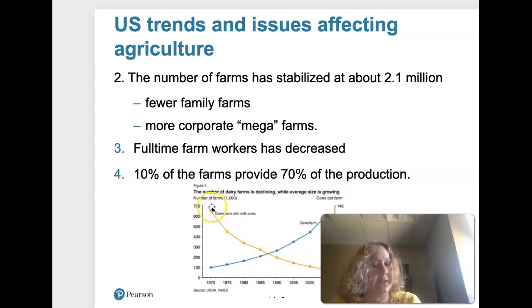You can see this is the operation. This is just milk cows. So if you were a dairy farmer in 1970, you had maybe 100 cows, and that was a lot. But there were about 650 to 700 farmers with about 100 head of dairy cows. Now you have maybe 100 farmers, and each one of those has about 600 to 700 cows. So do you see how now we have fewer farms, but they're corporate, and so they're doing more things.